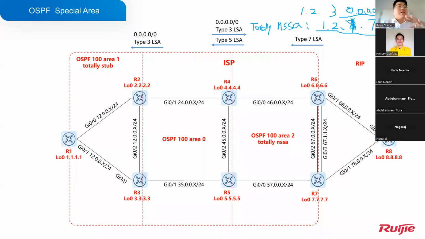Okay, so this is about the special areas and the LSA types. You just need to remember this, and you will know the working principle of the special areas. Let's see the scenario of why we should set this kind of area to be totally stub or totally NSSA. If we just use the common area, it actually works, right? Even if we do not use a special area, it will not affect the service. But why do we use the special areas here? Does anyone know the reason?